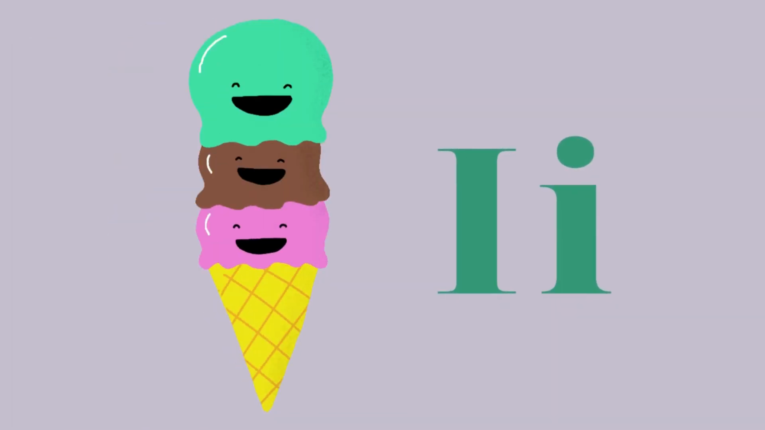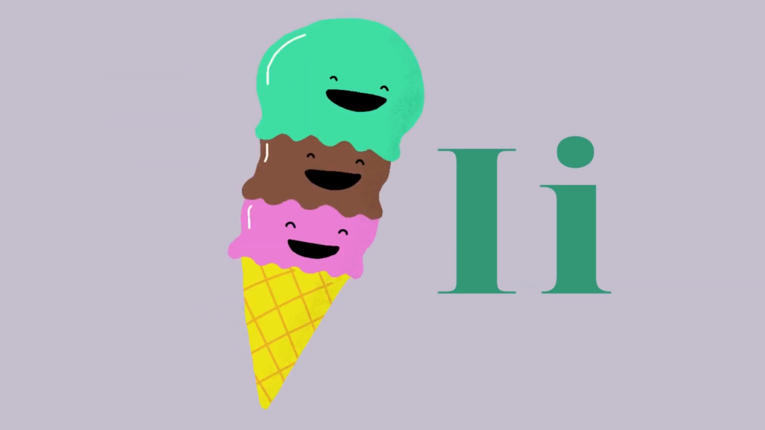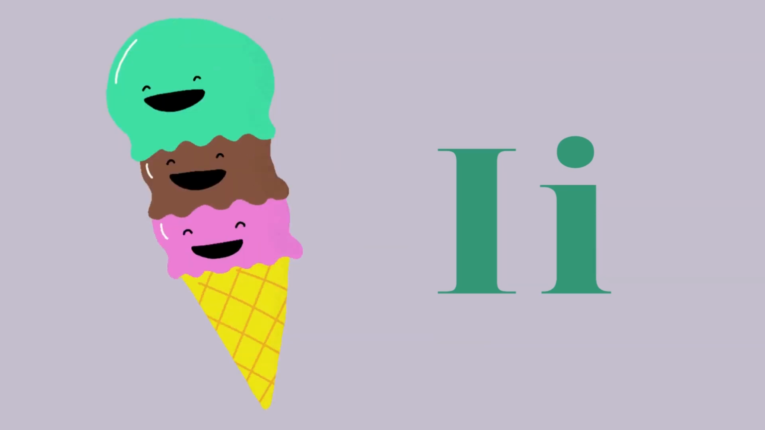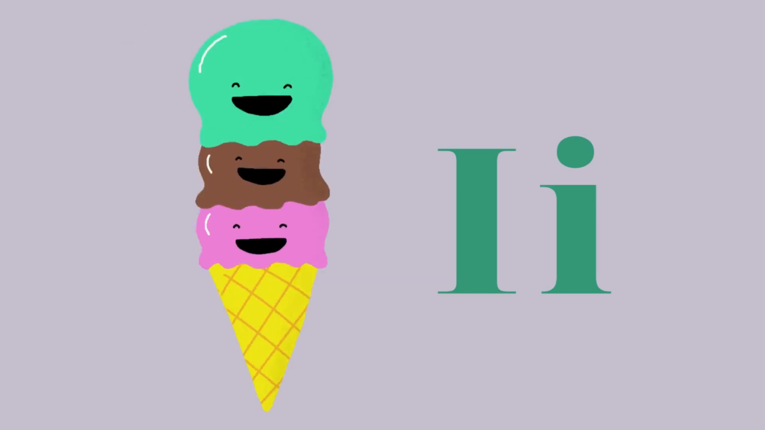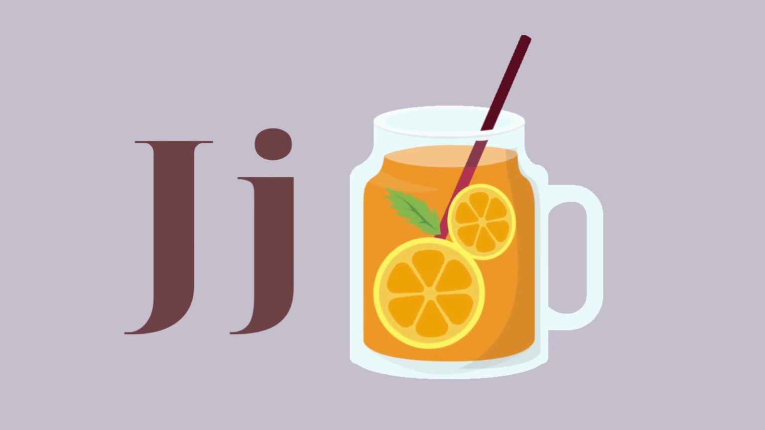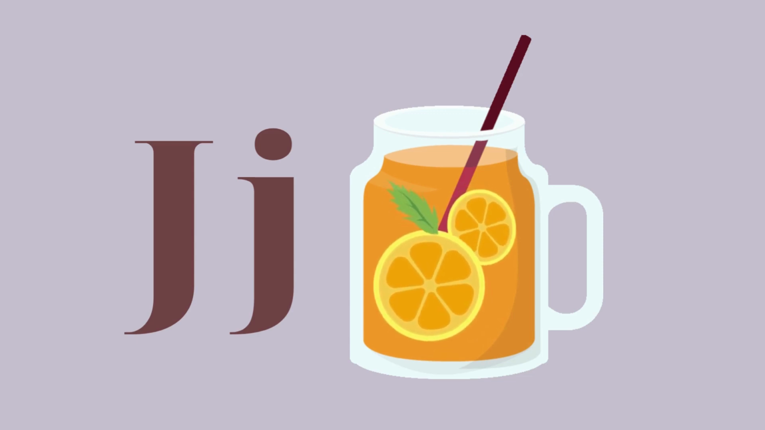What about this? This is I. I is for ice cream. I bet you like eating ice cream. That's so sweet. How about this? That's J. J is for juice. That's so yummy, lemon juice.